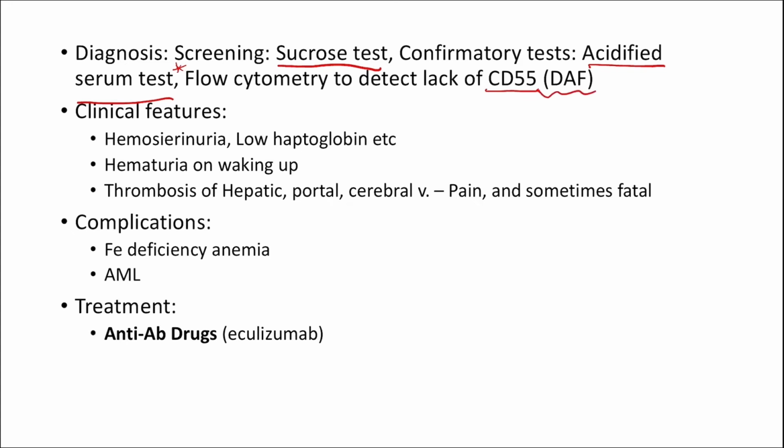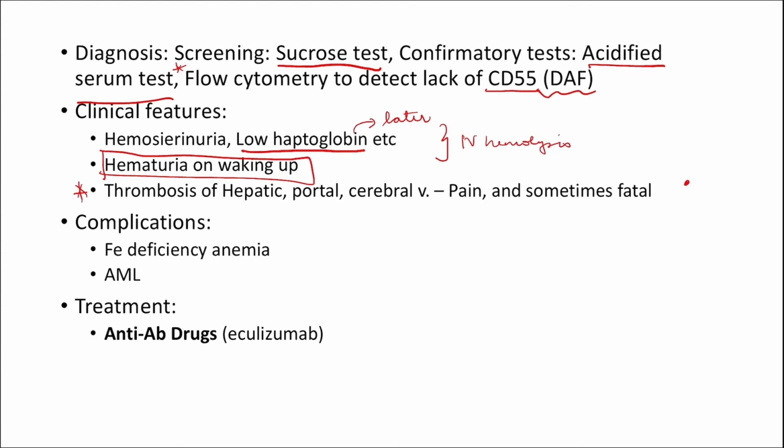Clinical features are hemosideruria and low haptoglobin, but low haptoglobin obviously can be seen way later. All of these are signs of intravascular hemolysis. And the most important thing is hematuria on waking up. And the reason for death in these patients is thrombosis. When there's breaking or lysing of platelets inside the blood vessels, you have platelet fragments, which can induce thrombosis.